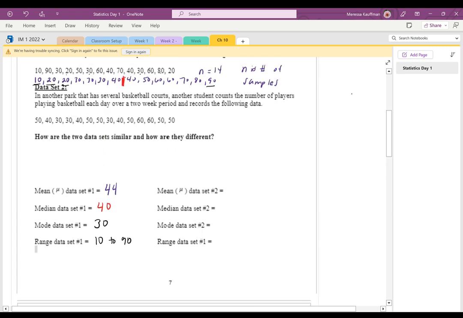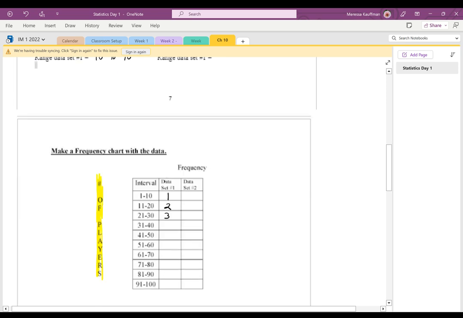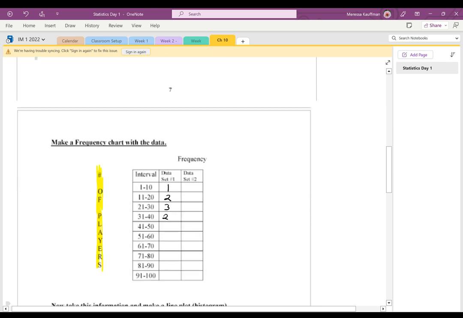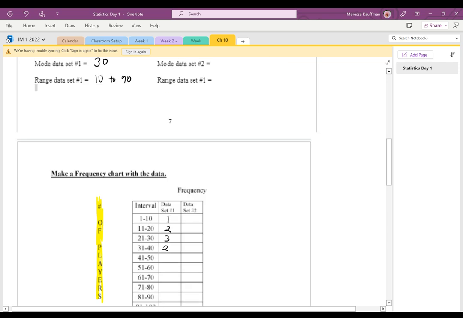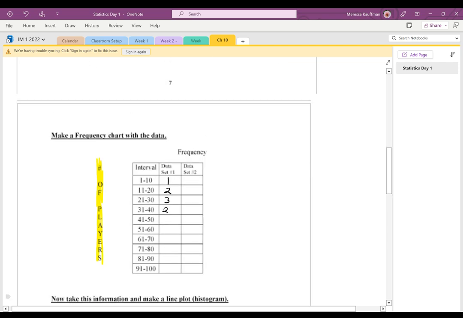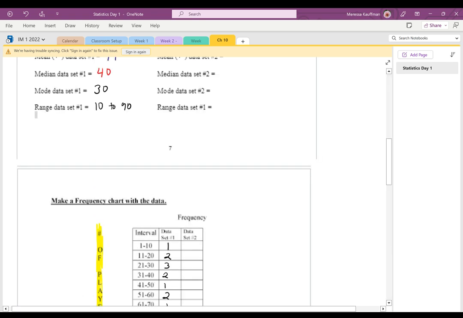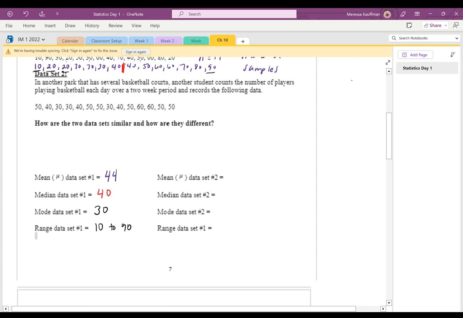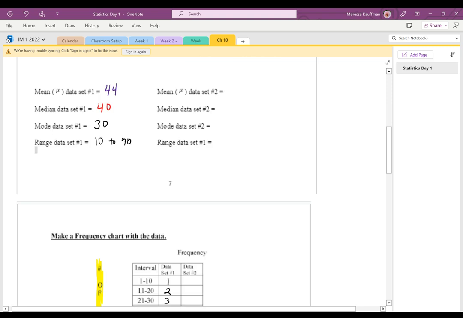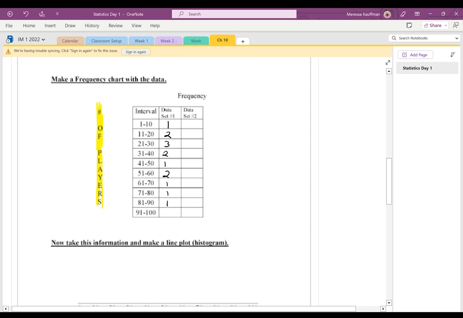And then for 40, it's 1, 2. We'll put 2 here. For 50, it's just 1. For 60, it was 2. For 70, 80, 90 it's 1. And if you're not sure, just go look back at that data set. You can see I got 2 60s, only 1 70, 1 80, and 1 90. Again, these numbers are how often I counted 10 players for that day.